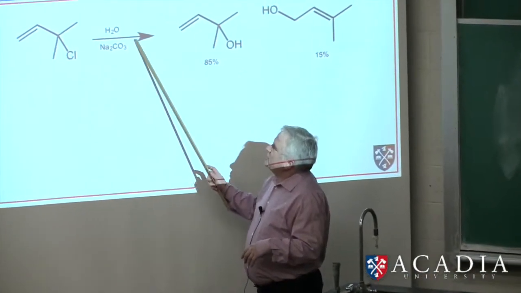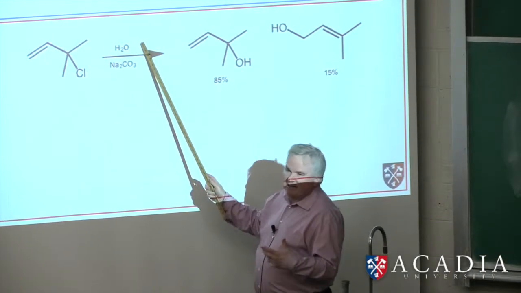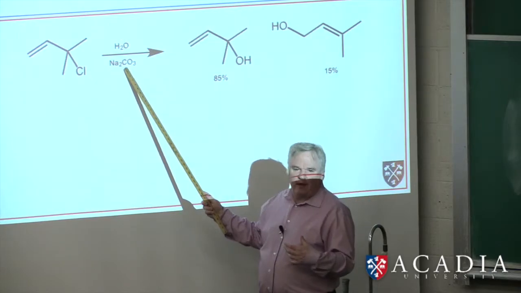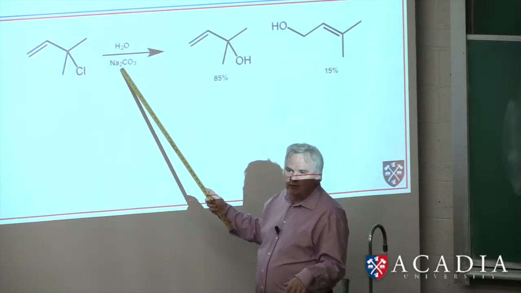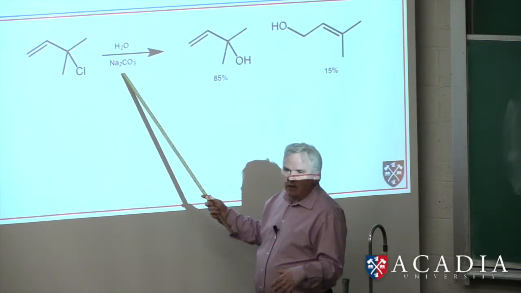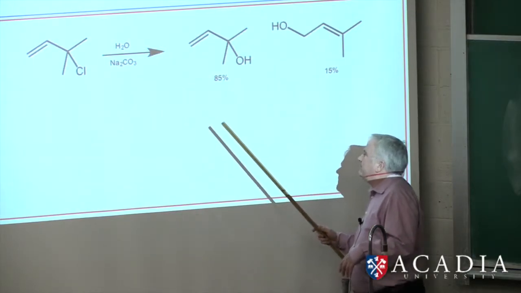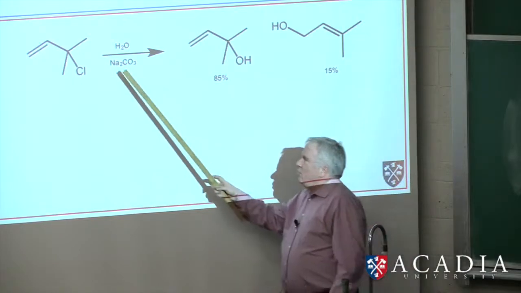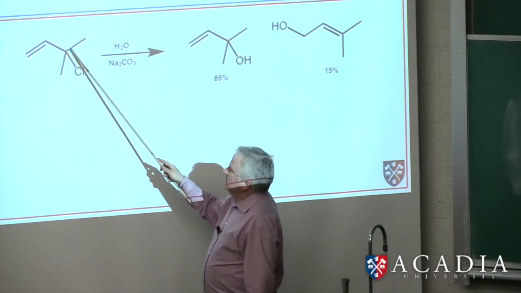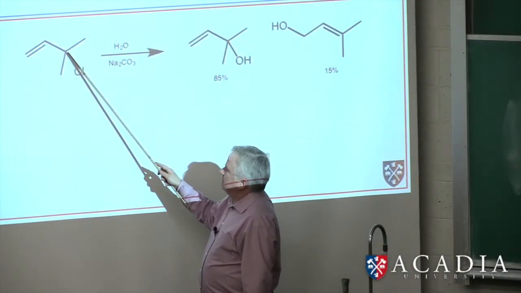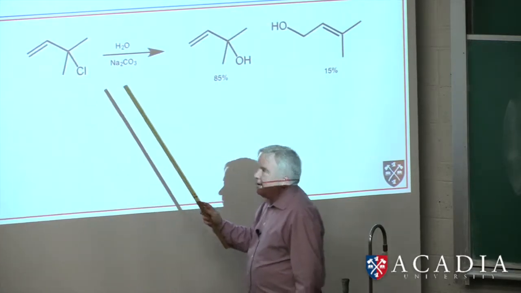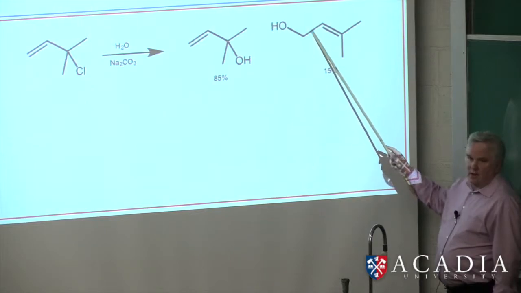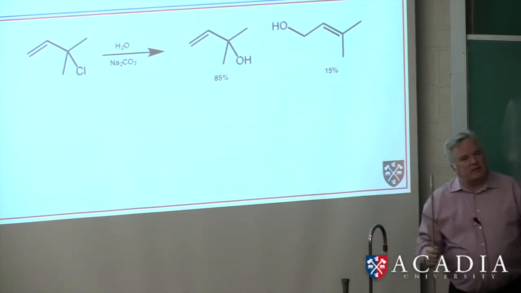Under these conditions, we expect SN2 type of conditions because we have base in there. Our actual nucleophile in this case should be OH minus because we have a pretty good base, sodium carbonate. What we find is we get substitution at what was the carbon that contained the chloride, okay? And we also get substitution over here at the other position. How do we explain that?